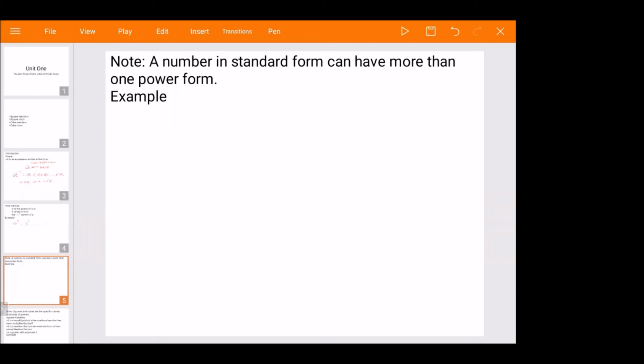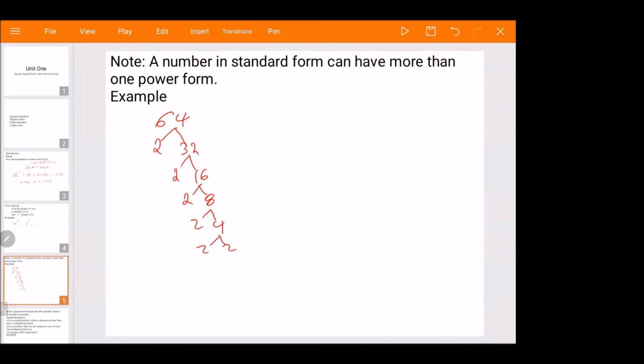Let us consider the number 64. This number is a number in standard form. To write this number in power form, we use a factor tree to simplify our work. So let us use the factor tree. When we divide 64 by 2, it is 32. Divide 32 by 2, it is 16. By 2, it is 8. By 2, it is 4. And by 2, it is 2.